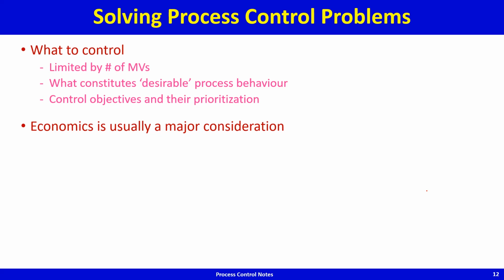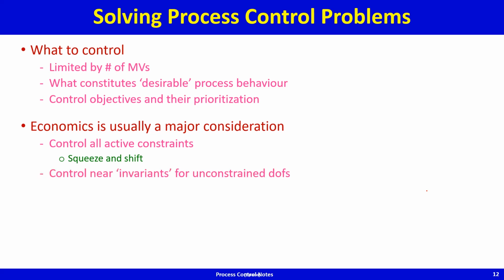And in these decisions, economics is usually a major consideration in deciding what to control. And as we saw in our arguments, when you're trying to optimize the economic operation of a process, the optimum lies at multiple active constraints. So all the constraints that are active at the economic optimum should be controlled as tightly as possible. The tighter the control, the more squeezed is the variability, the closer you can drive the process operation to the constraint limit. Squeeze and shift. This is the squeeze and shift rule.